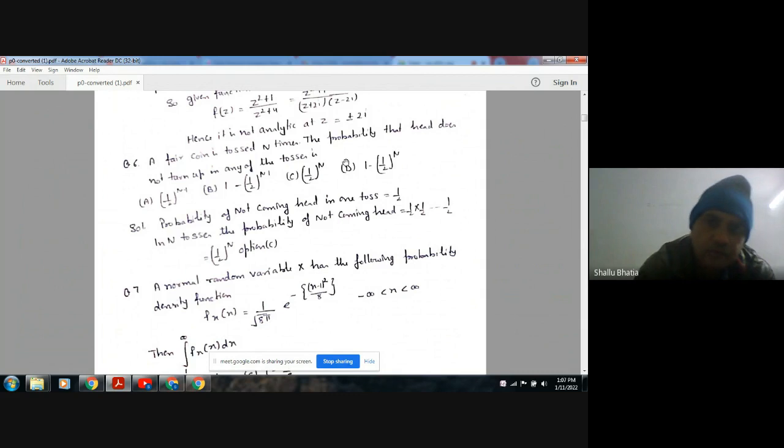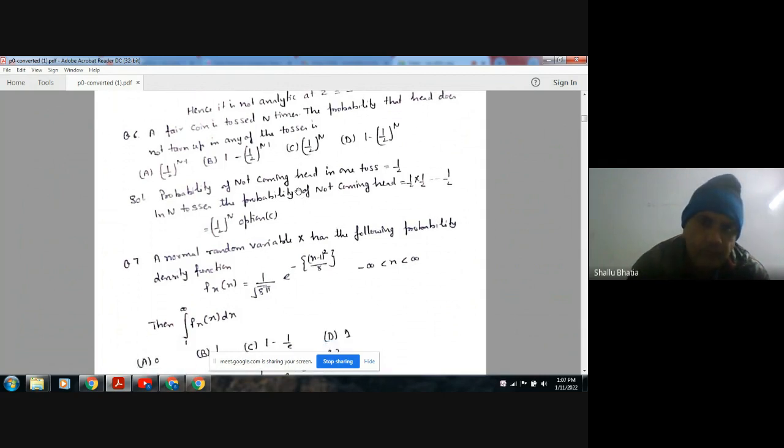The probability of a head coming in one toss is 1 by 2, and not coming is also 1 by 2. In n tosses, the probability of not coming head is 1 by 2 multiplied n times. So the answer is 1 by 2 to the power n, option C. This is the multiplicative rule of probability.